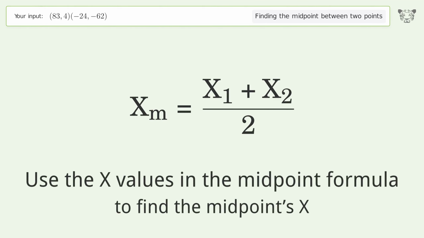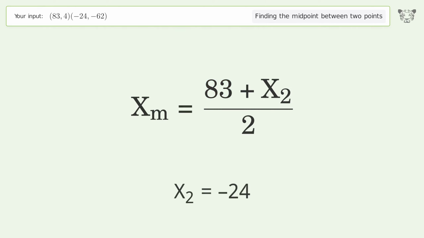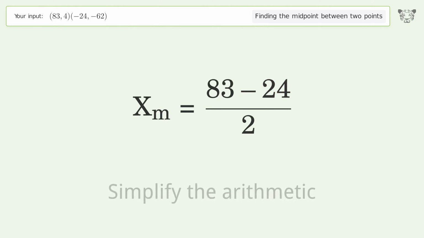Use the x values in the midpoint formula to find the midpoint's x. x1 equals 83. x2 equals negative 24. Simplify the arithmetic.